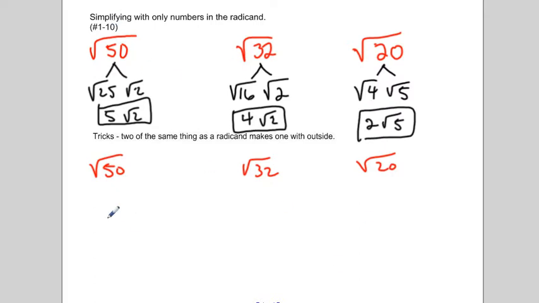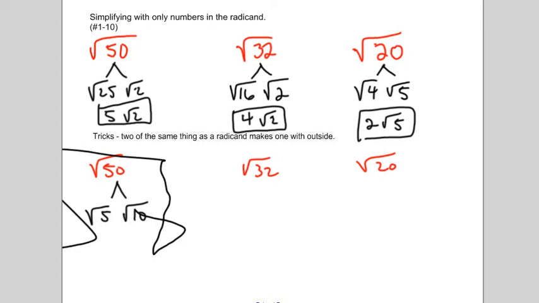So this is very similar to problems you have in questions 1 through 10. So there's a trick. Sometimes you can't think of the perfect square right off the top of your head. So a trick is, two of the same thing as a radicand makes one outside. That's not very clear at all. I didn't write that very well. So let me try to clarify. Two are the same thing. So maybe you didn't recognize that this is 25 times 2. Maybe you said it was 5 times 10. Okay? Oh, sorry about that. Let me clean that up a bit.